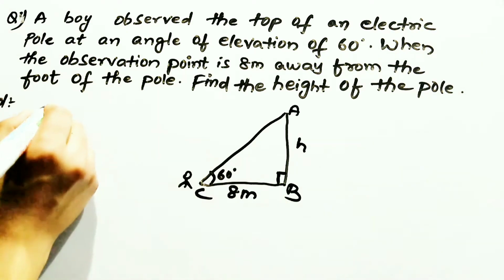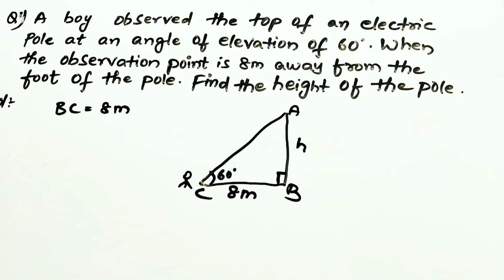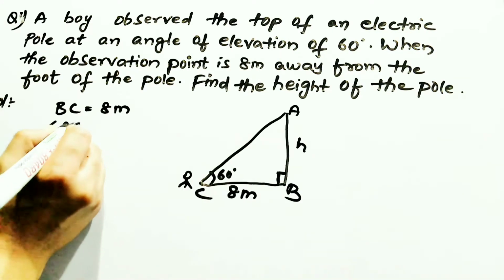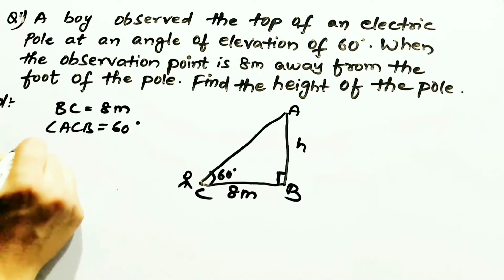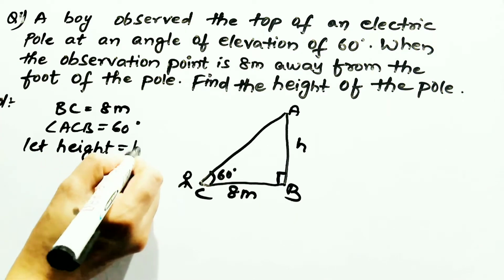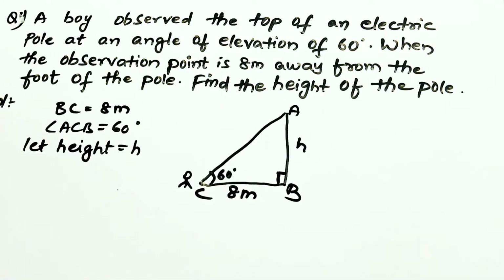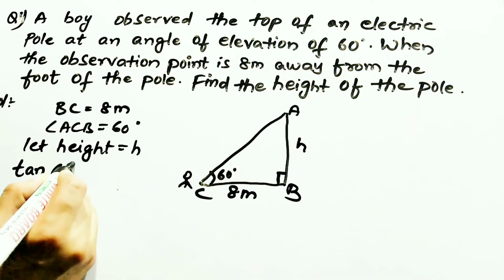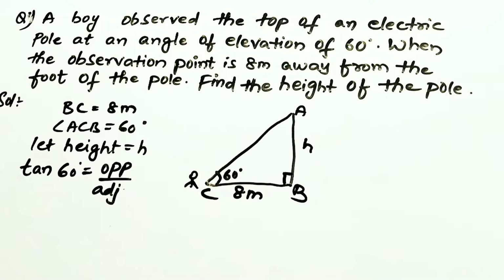What is BC? BC is your 8 meters, that is the distance. What is your angle? Angle ACB is 60 degrees. What do you have to find? Let the height be AB. Height means opposite by adjacent, so you have to use tan. What is tan 60? Opposite by adjacent.